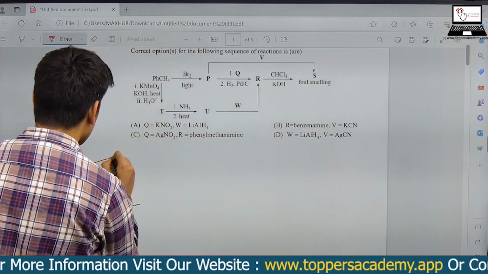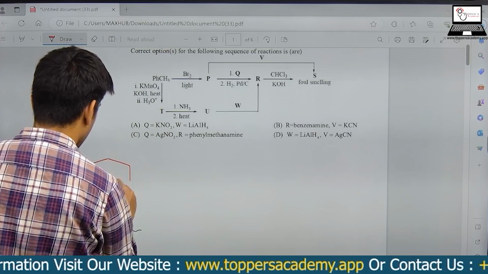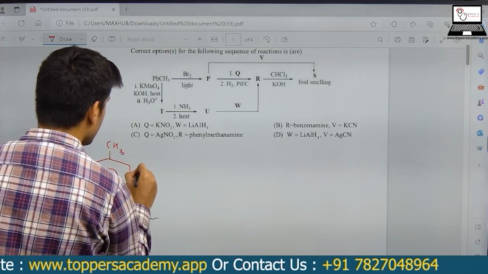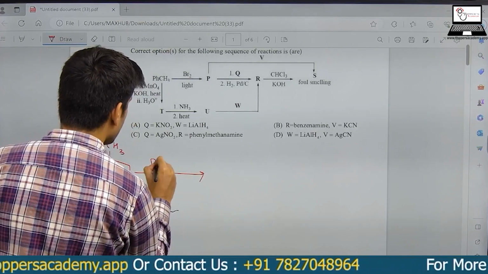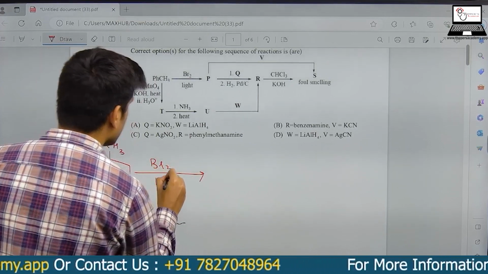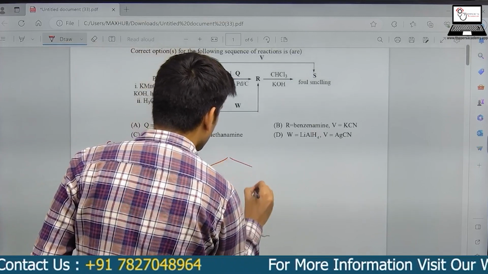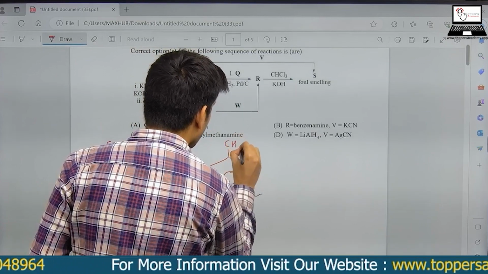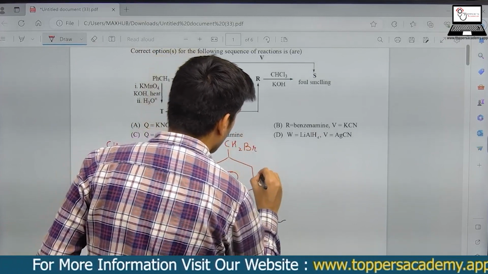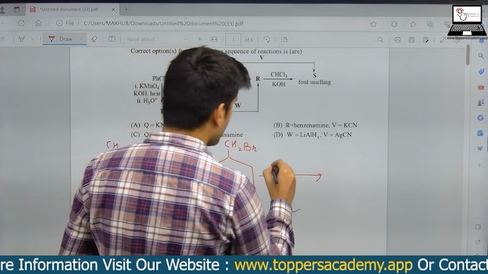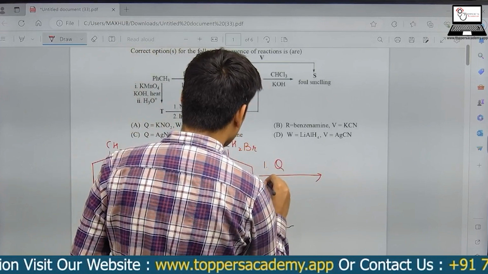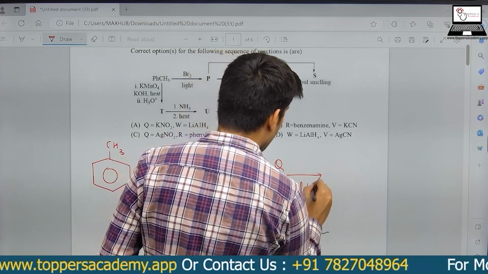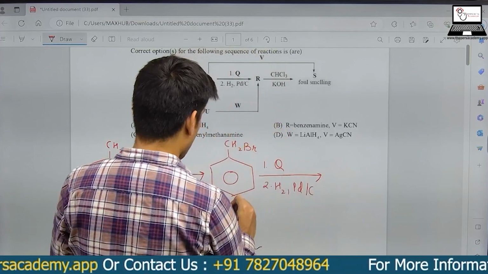Okay, so we start with toluene. And the first reaction is bromination in the presence of light. So this is for the benzylic substitution, and what we get is benzyl bromide. Now, after that, on treatment with Q followed by this hydrogenation or reduction, we get R. So this is our P.